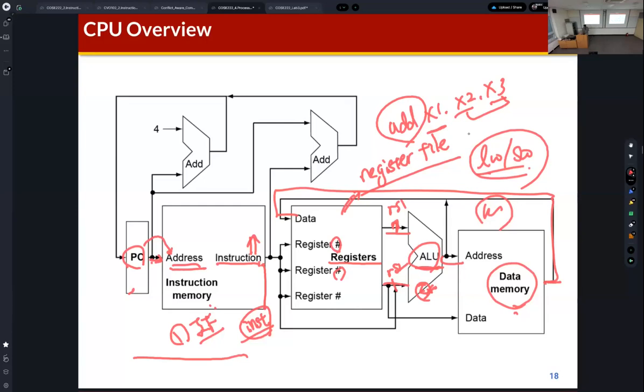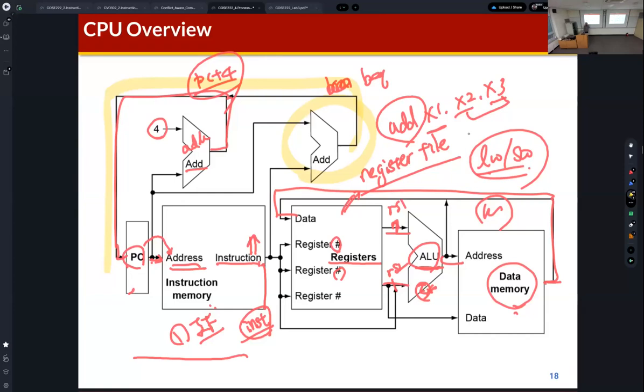Then what is this? This is the adder. The PC is also updated by PC plus 4, which means it's the next instruction. Also, the PC can be updated by a branch, BEQ. So this update part is also required. This is the PC for the next instruction, and this is the PC by the branch instruction.